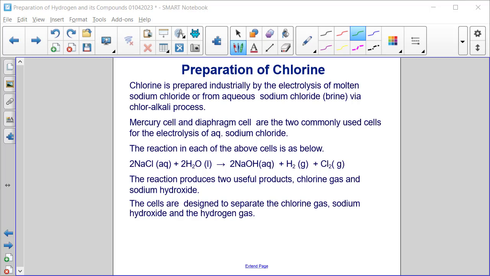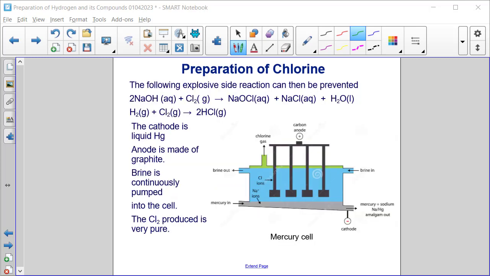The cells are designed to separate the chlorine gas, sodium hydroxide, and the hydrogen gas. The following explosive side reaction can then be prevented. 2NaOH plus chlorine gas produces NaOCl aqueous, NaCl aqueous, and liquid water. H2 gas and Cl2 producing HCl gas.